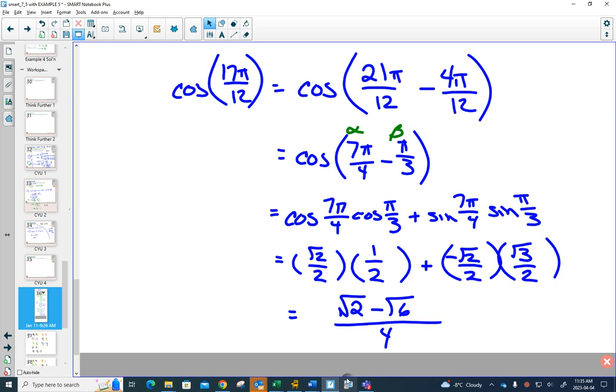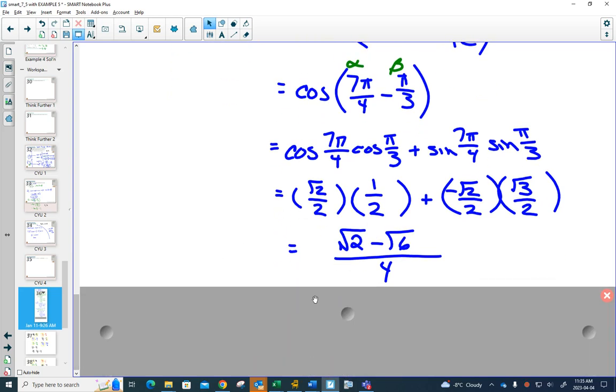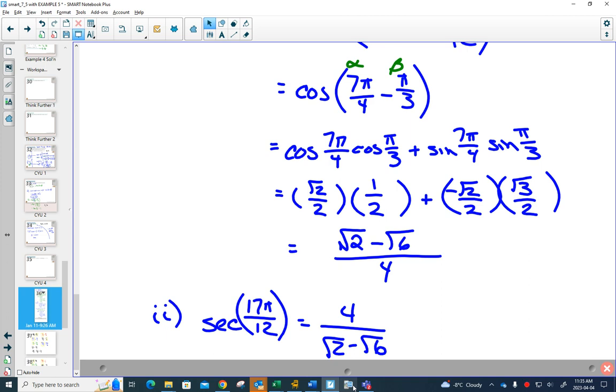And then once you simplify it, this time you get root 2 minus root 6, all over 4. And sometimes on tests or final exams, there's a part B to a question like this, that after you figured out cos of 17 pi over 12, they say, could you figure out secant of 17 pi over 12? And then you would just have to take your answer and do the reciprocal. Because if cos was root 2 minus root 6 over 4, then secant would be the flip of that, 4 over root 2 minus root 6.